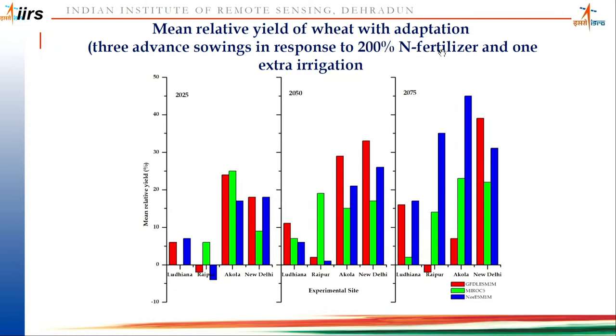But the moment we apply one adaptation in the same area, advanced sowing in response to a 200% increase in the fertilizer and one irrigation, that is, doubling the fertilizer dose, advancing the sowing of the wheat crop by 15 days for early sowing, twice the fertilization of urea, and giving one more extra irrigation, it helps to overcome this negative effect of climate change and translate it into a positive yield. So now you see these are the adaptations.